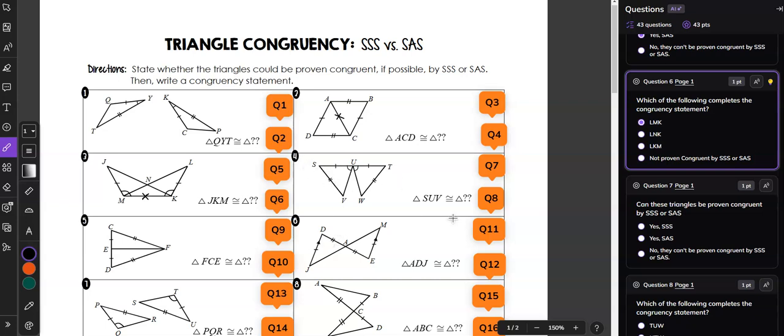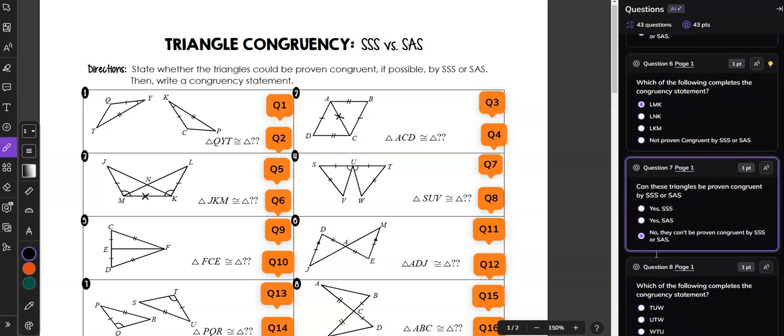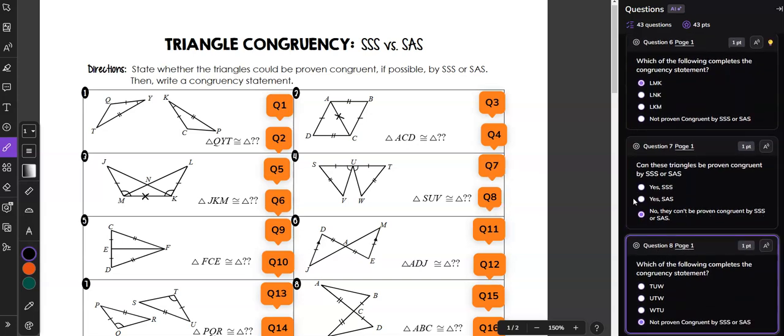Number 4, we can see that they give me that these 2 angles are congruent. They tell me that SU and UT are congruent and that TW and SV are congruent. Now they do give us 2 sides and an angle as being congruent. However, the angle is not included. So we're going to say they cannot be proven congruent, not proven congruent.